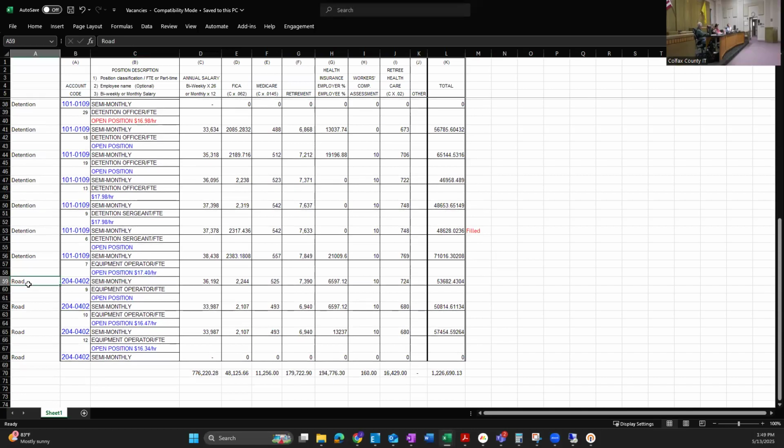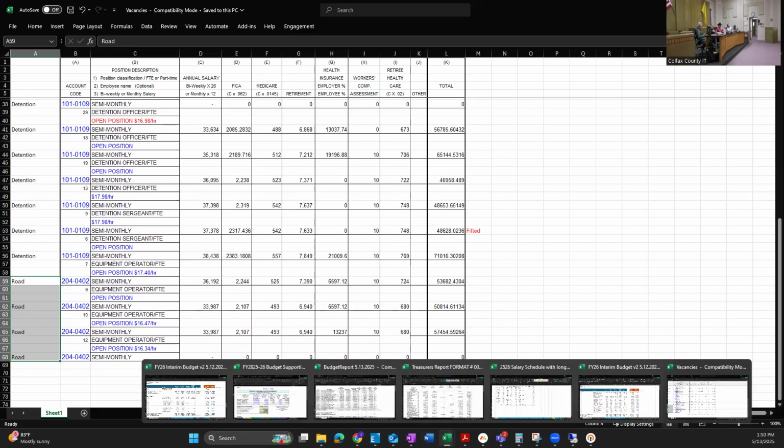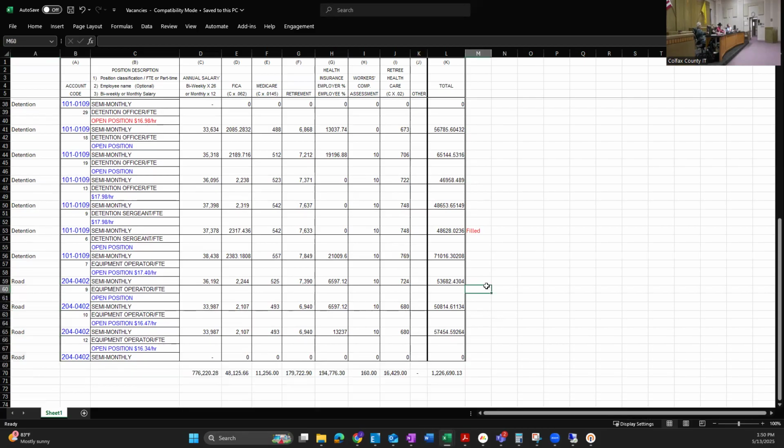And then Mr. Stevens on the road operator, you are 4 short. So there are 4 up there. So that is correct. So Justin, would you mind entertaining me the positions that are filled? Do you mind maybe deleting the number in column L to see what that number is?